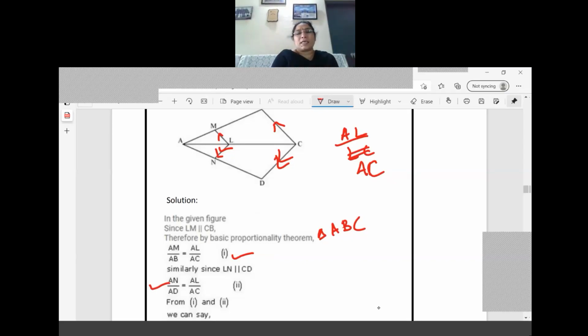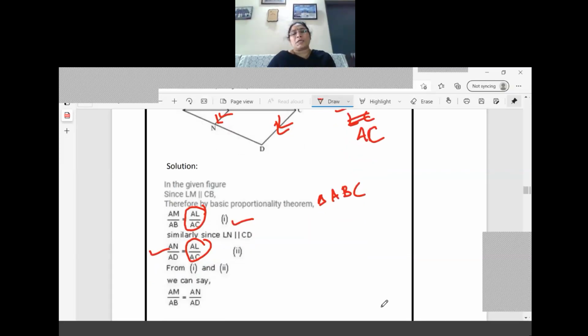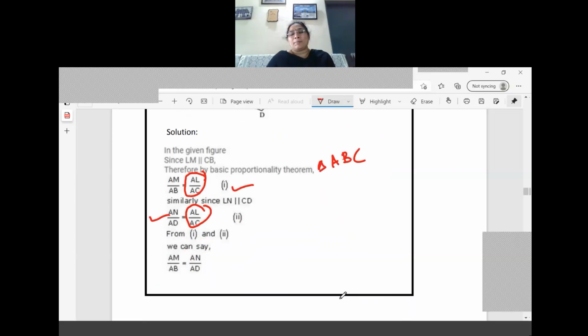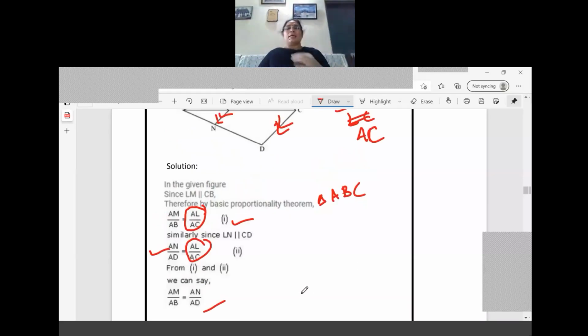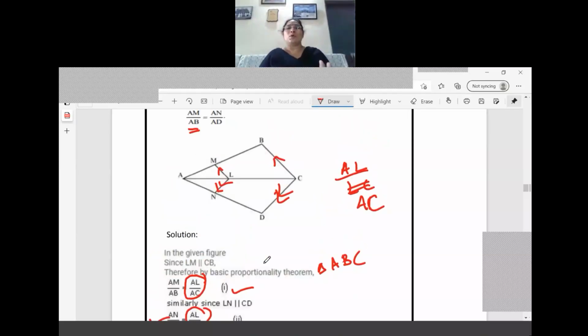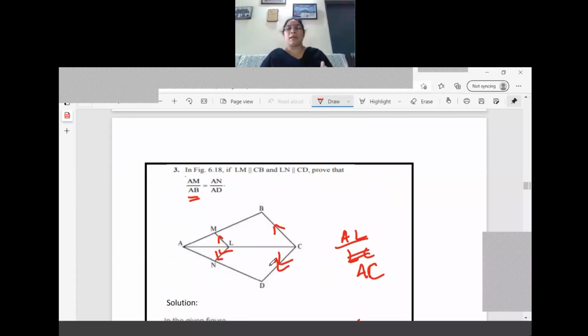Now, what is the case here? You can see both the right hand side you are getting AL by AC only. So from 1 and 2, what is the conclusion we can make? AM by AB equal to AN by AD. Hence proved. We got the answer. Once again, because it's an easy sum, make it clear in your mind now how to write the steps. After that, you will feel easy for this exercise only. So what is the question given? LM parallel to CB, LN parallel to CD.